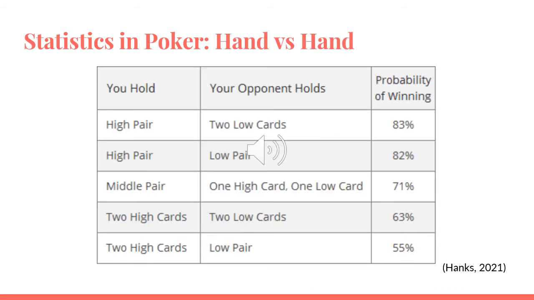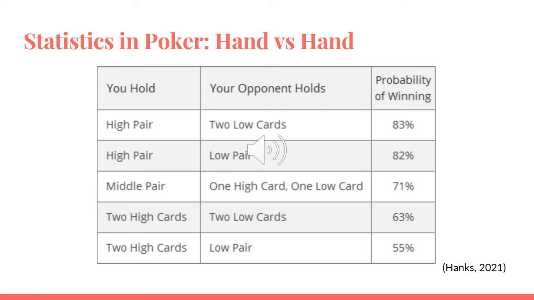This is a chart just showing your hold versus your opponent's hold and also the probability of winning. It's a really great visual of everything I was talking about before. If you have a high card and your opponent has 2 low cards, your probability of winning is 83%. And then from there, it just gets lower.